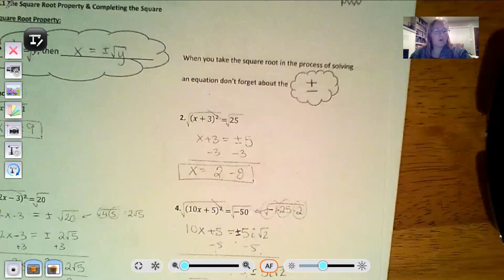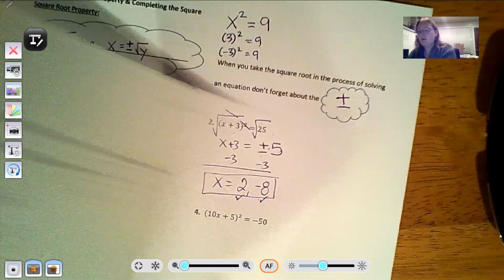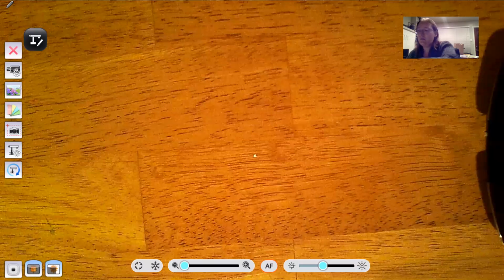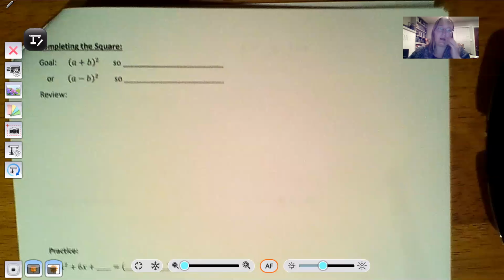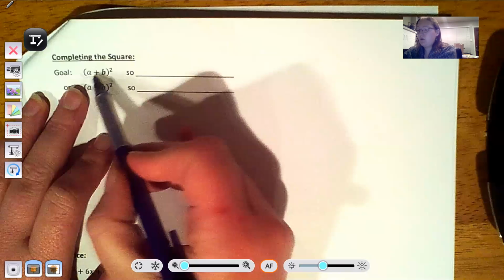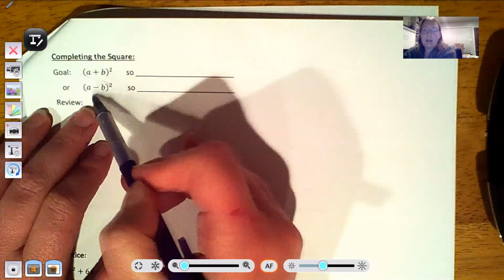Okay, so the next part of this section, 8.1, is on completing the square. And so completing the square, you are trying to write something as a perfect square. So something squared or something squared with either a plus or a minus.